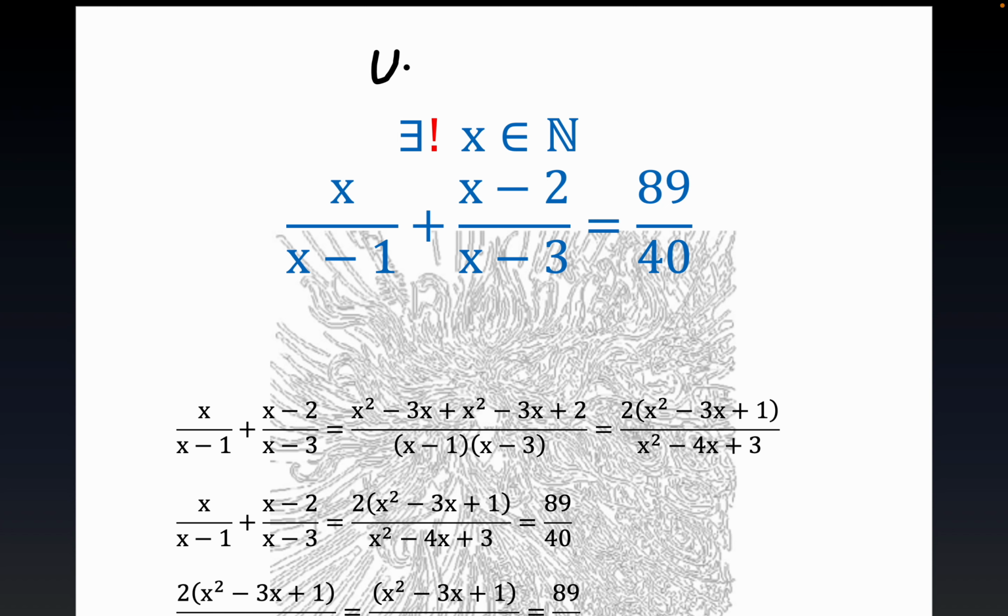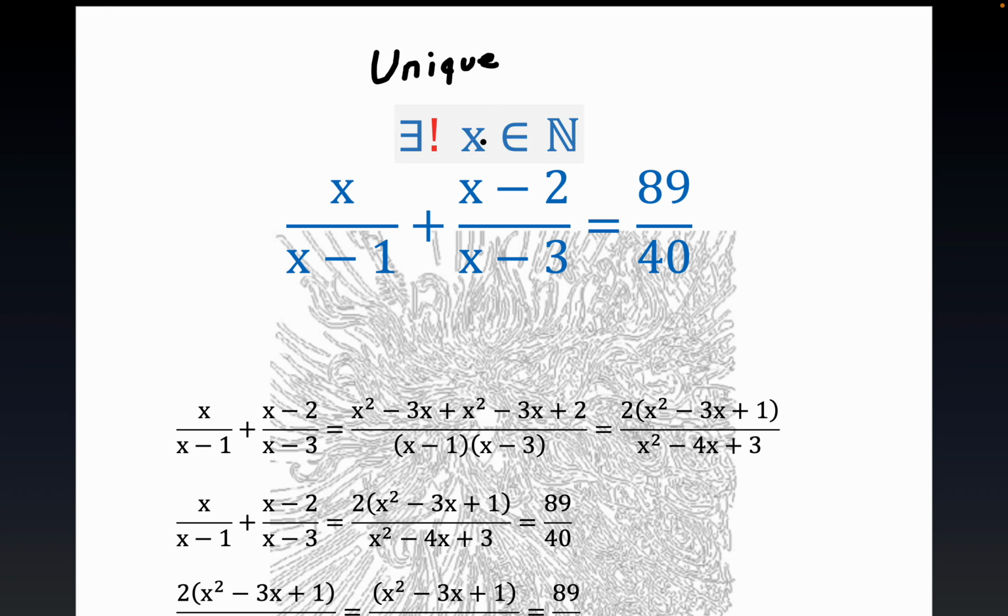Unique natural number x that satisfies this rational equation. So that's what this means, folks. This means there exists a unique, which is what the exclamation mark stands for, unique. And that would be a positive integer, okay? So the natural numbers are just the set of positive integers, 1, 2, 3, 4, and so on, okay?